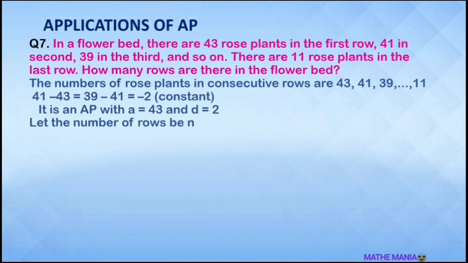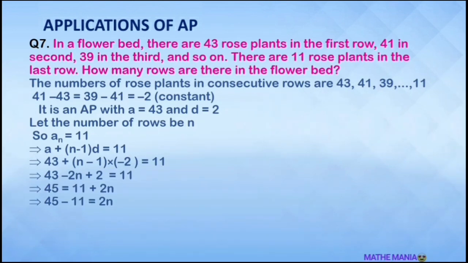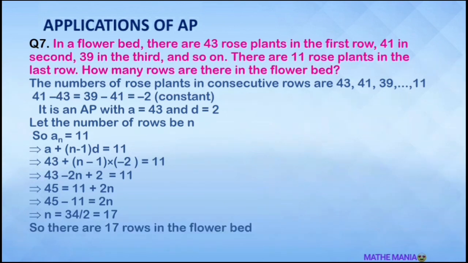Suppose there are n rows in the flower bed. So an is equal to 11. That means a plus (n minus 1)d is equal to 11. Putting the values of a and d from above, we get 43 plus (n minus 1) into minus 2 is equal to 11. Opening the brackets, 43 minus 2n plus 2 is equal to 11, or 45 is equal to 11 plus 2n, or 45 minus 11 is equal to 2n. So n is equal to 34 upon 2, that is 17. So the number of rows is 17.